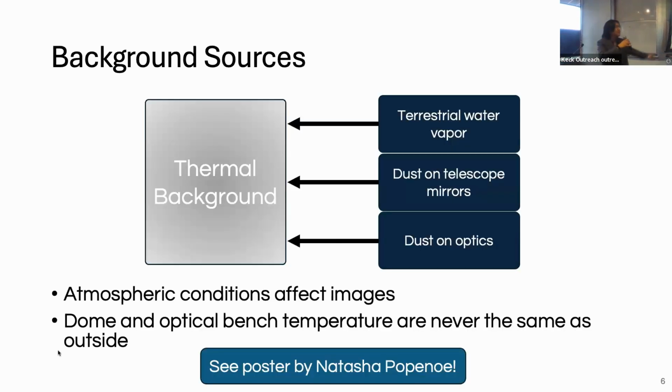And so we think, again, that the thermal background is pretty much the sum of these main components. The terrestrial water vapor, dust on telescope mirrors, or dust on the optics. And again, atmospheric conditions affect these images, and the dome and the optical bench temperature are just never the same as outside. We don't have a perfect system. And so my student, Natasha, has been working on the atmospheric part of this thermal background, but I'll mostly be talking about these last two parts in this talk.